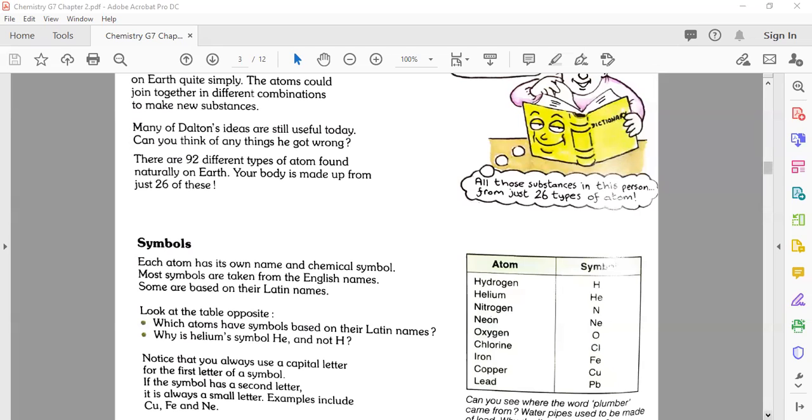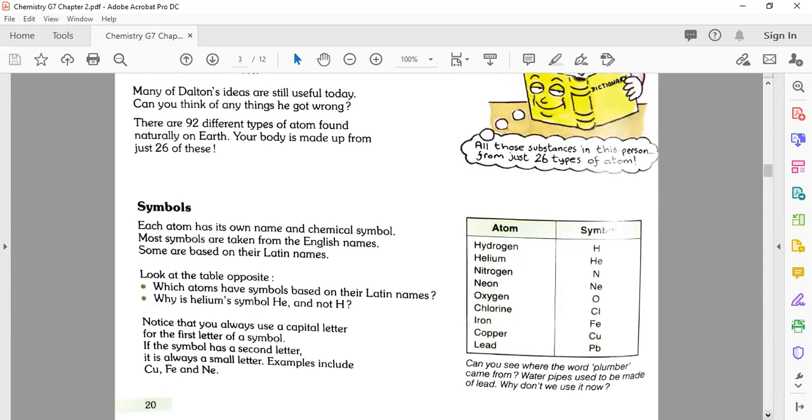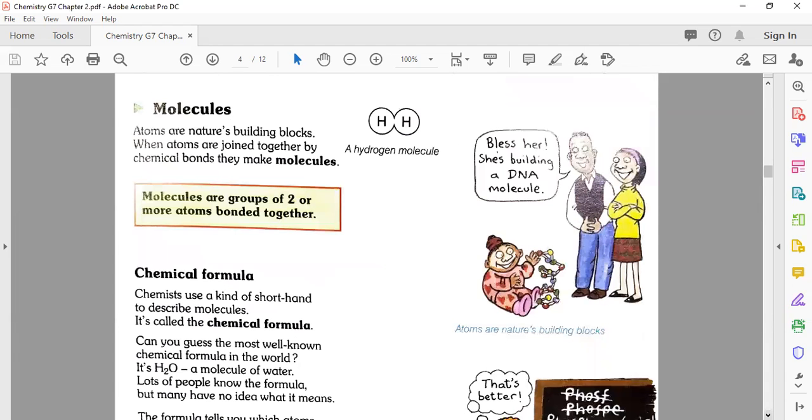Okay, now for today's topic, you need to open the textbook at page number 21. Here we're going to discuss molecules. What are molecules and how do they form? Today we're going to discuss them. So please, my dear students, be careful. That is a very important part of this lesson, of this chapter, and that will help you understand different molecules, different formulas and different chemical compounds.